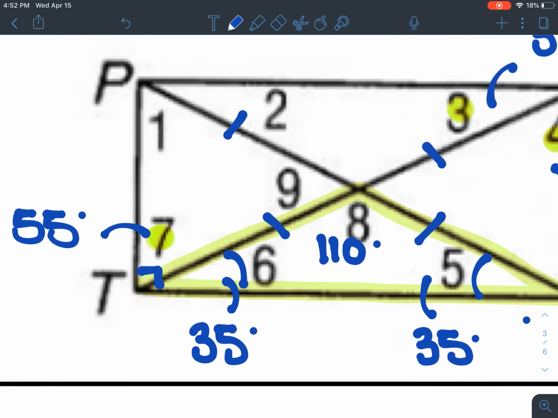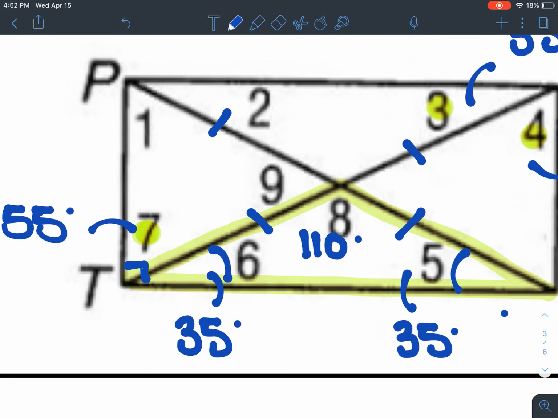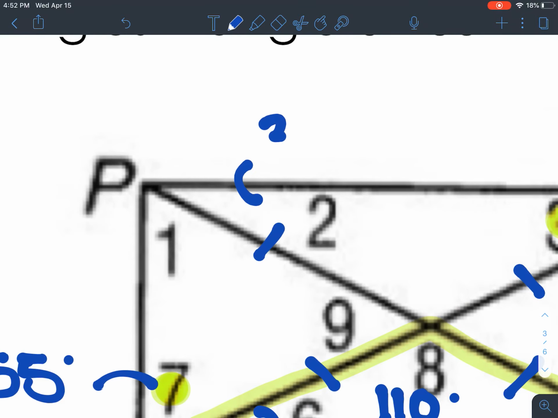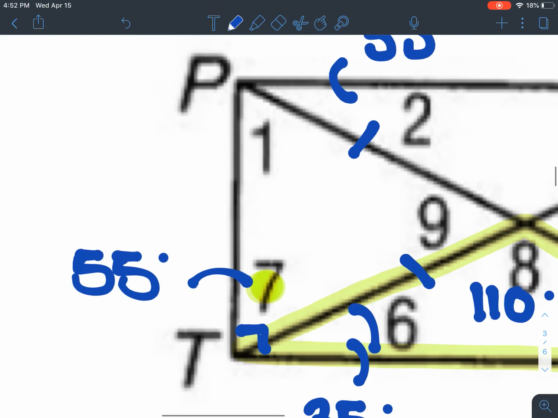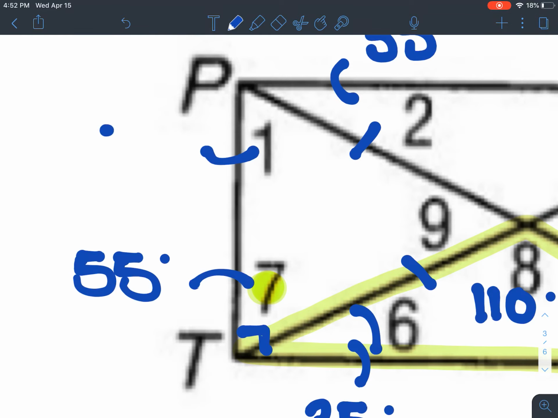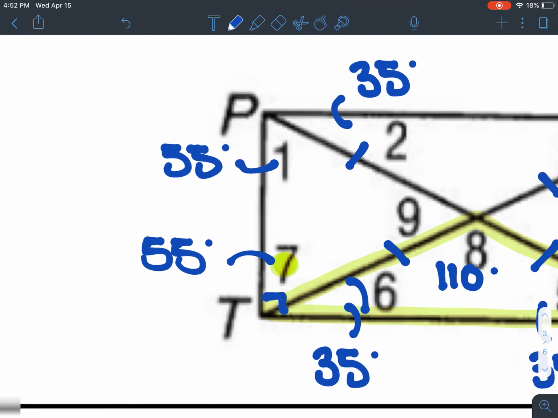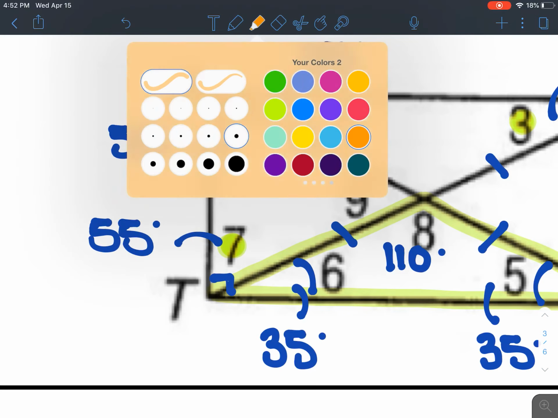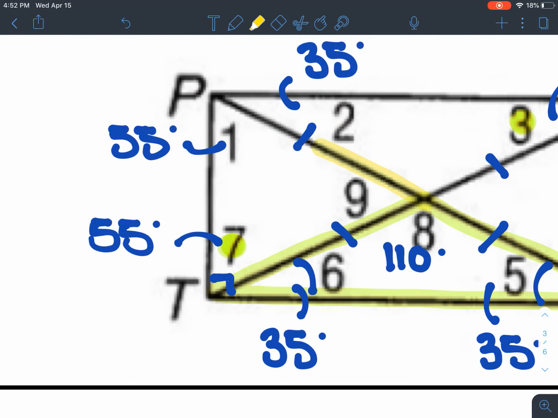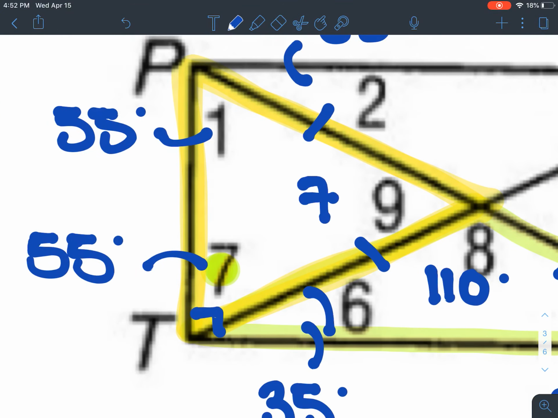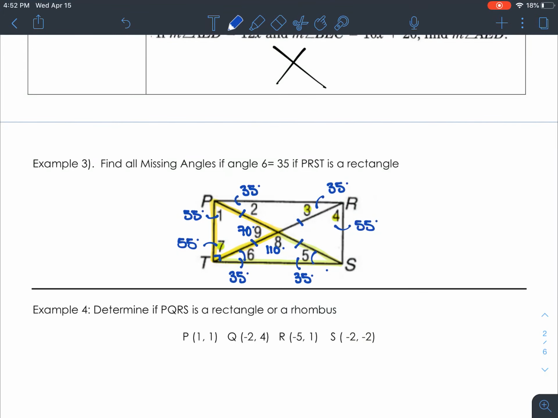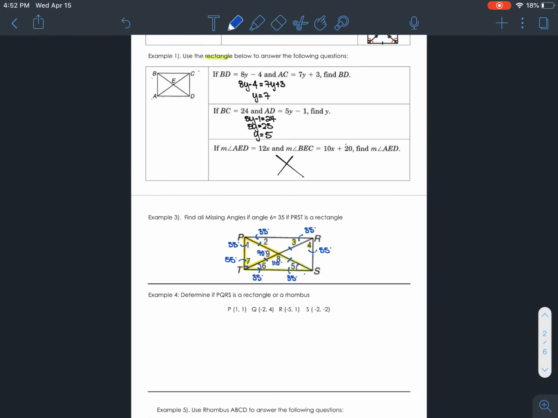Now, if I know that angle 5 is 35, I also know that angle 2 has to be 35 because of alternate interior angles, which means that angle 1 has to be 55 because it has to add up to 90 degrees. Now, 1, you could also do the same idea where this is also an isosceles triangle, which means that 1 and 7 have to be congruent. Now, to find 9, that's going to be 70 degrees depending on how you do it. And there, we've done it. We've filled in all the angles, okay?